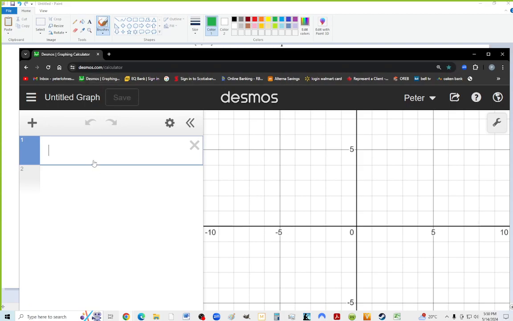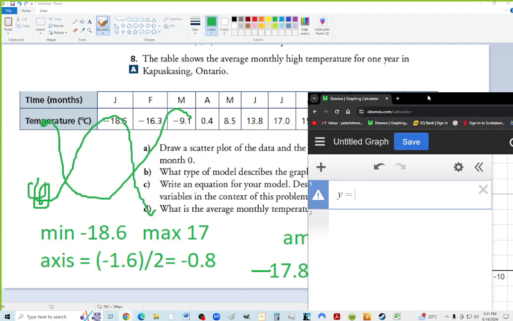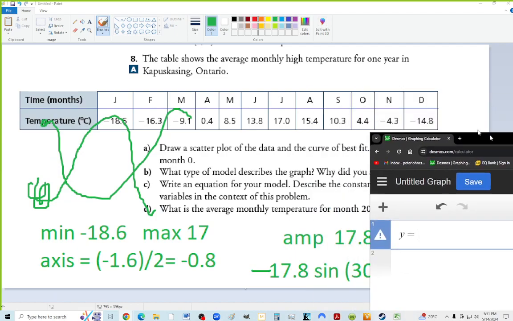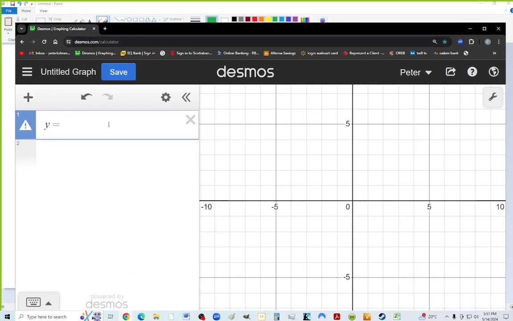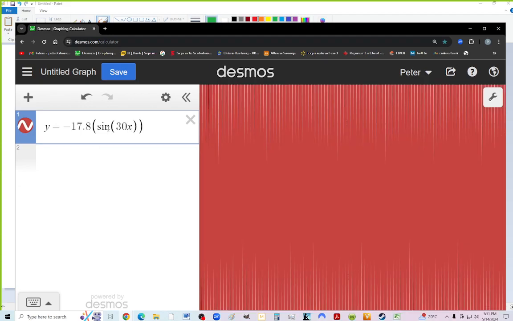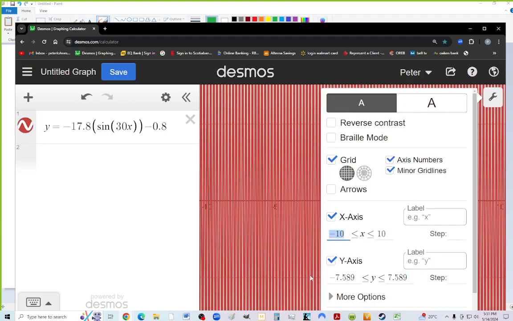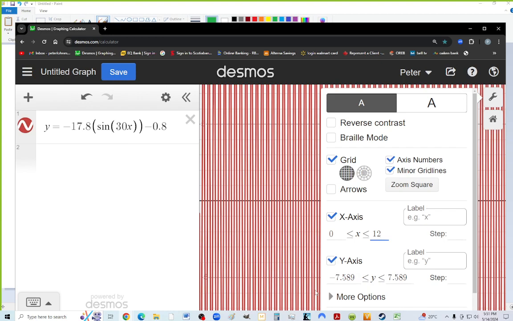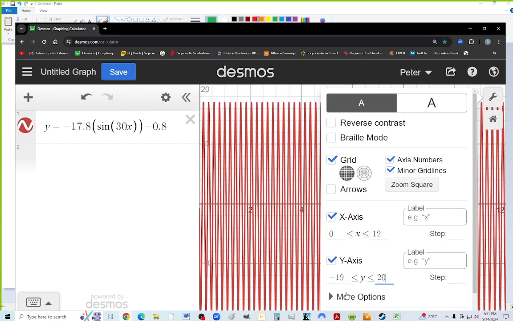Okay, let's see if we got it. Y is equal to, what did we put in front? Negative 17.8, open bracket, sine, open brackets, 30x, close, minus 0.8. Now my period is 12 long, so to see it on the graph, I have to go here and make my axis go from 0 to 12. My max and my min, you told me my min goes down as low as minus 19 or so and up as high as 20, let's say.